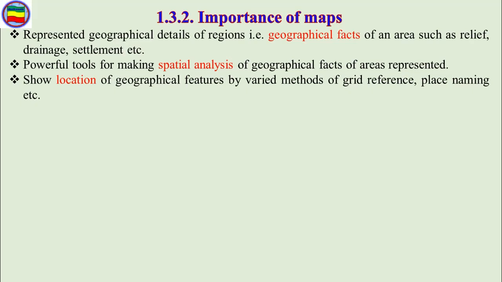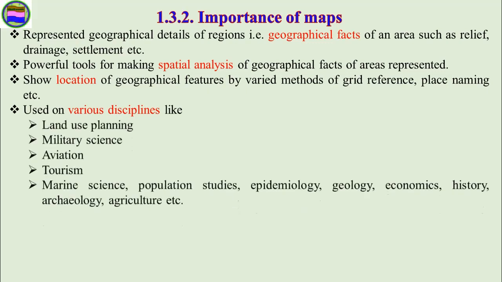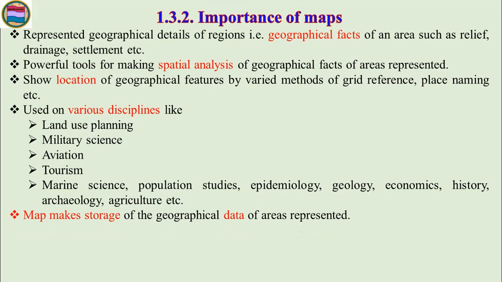So a map is important for identifying location or position. It is also used in various disciplines, for example in land use planning, military aviation, and so on. So it is important for different sectors.